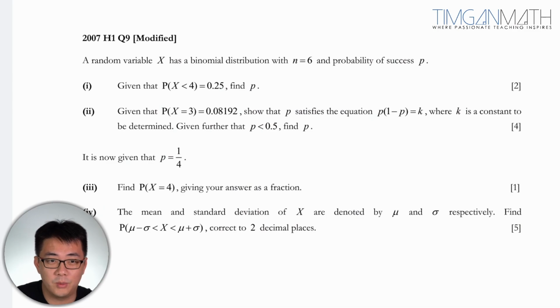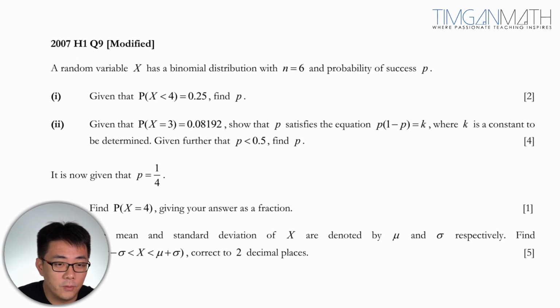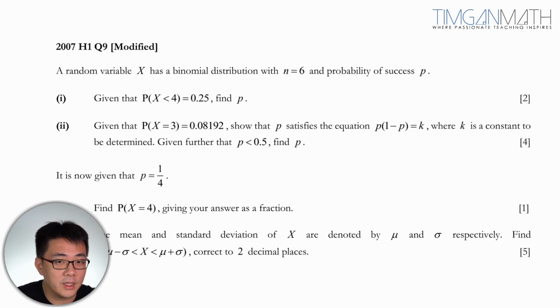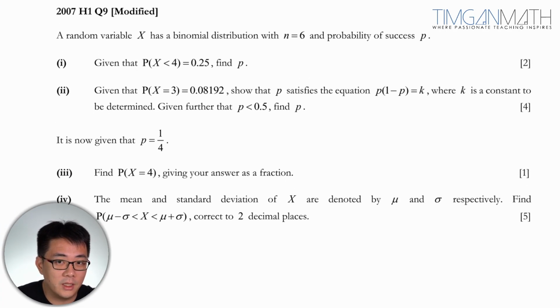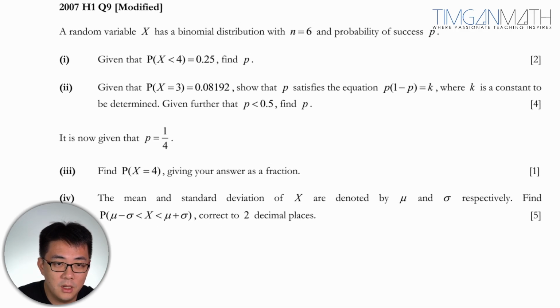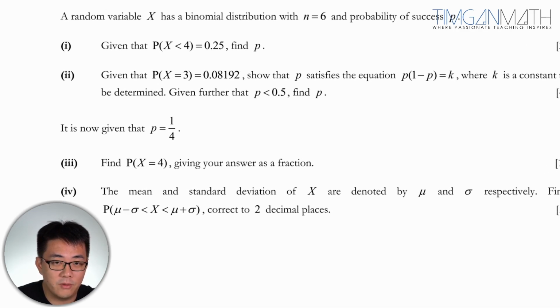So let's look at this question here, which is on binomial distribution. Let's say I can do this proficiently. This question is taken from the H1 paper 2007, question 9, A-level mathematics. A random variable X has a binomial distribution with n equals 6 and probability of success p. Given that P(X < 4) is 25%, find p.